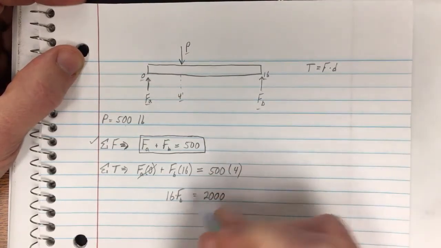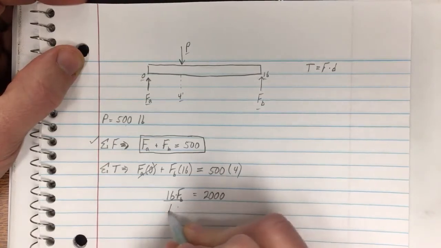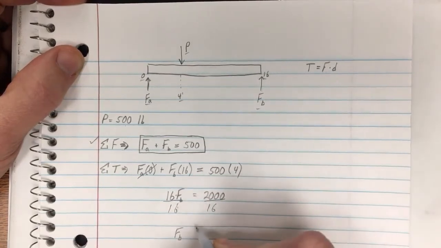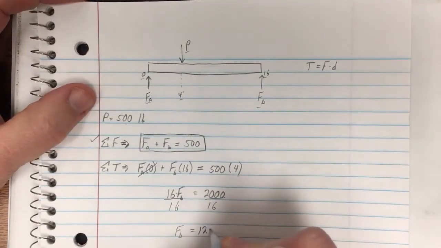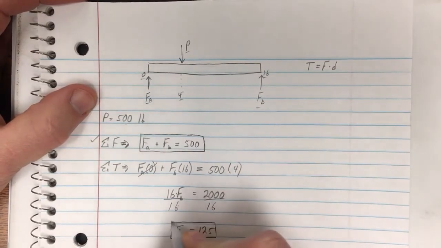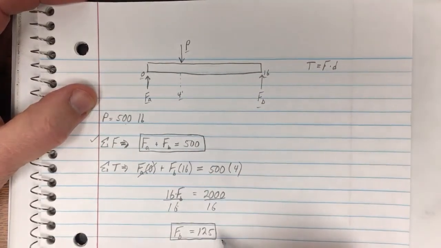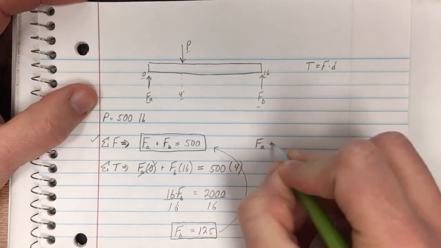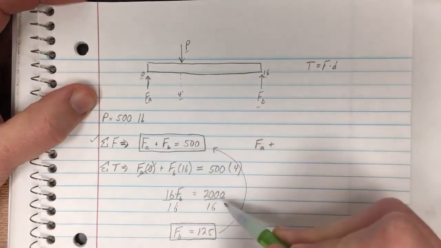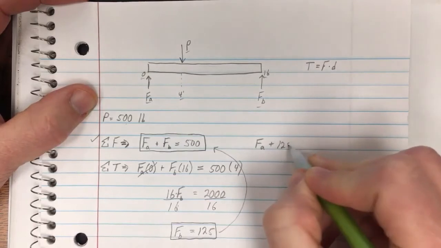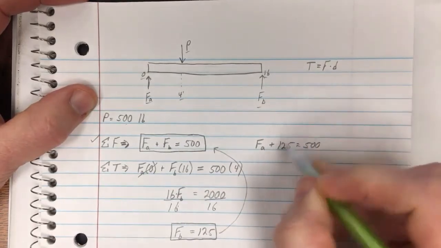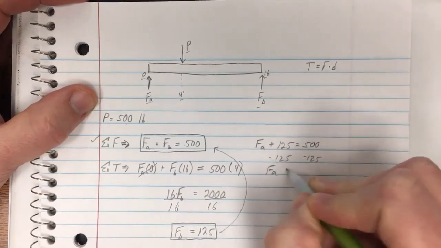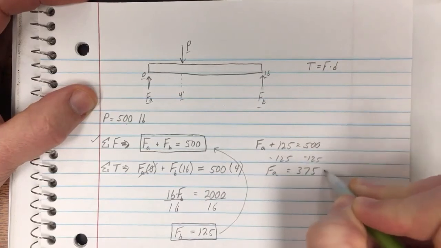And then if I divide by 16, then FB equals 125. So I'll put a box around that. So I know FB is 125. Well, then I have to go back up to here, and FA plus, now instead of FB, I can put in 125. So FA plus 125 is 500. Subtract 125 from both sides, and FA equals 375 pounds.